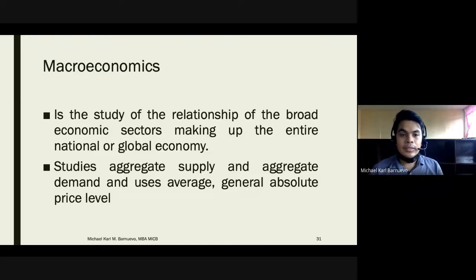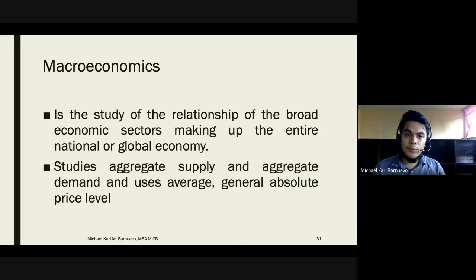So let us define. Macroeconomics is the study of the relationship of broad economic sectors making up an entire national or global economy. When we make economic decisions on a national level or in the Philippines, it is still macroeconomics. For Asia, macroeconomics. For the whole world, macroeconomics. For Cordillera Administrative Region, again, it's still macroeconomics. It studies aggregate supply and aggregate demand and uses average, general, absolute price level.